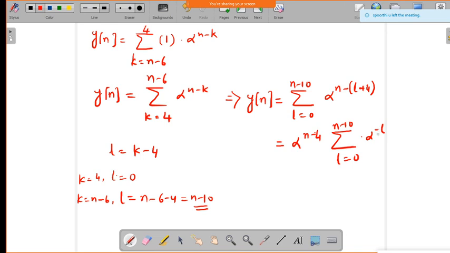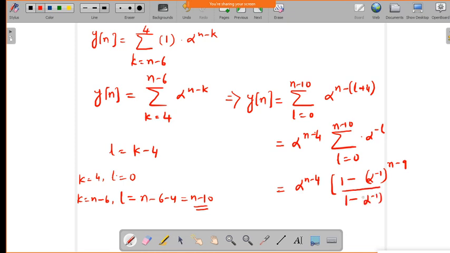Now you can express this in terms of the expression we know, that is alpha power n minus 4 into 1 minus alpha power minus 1 power n minus 9, divided by 1 minus alpha power minus 1. Okay, so this is the output for n greater than 4 and n minus 6 less than 4.